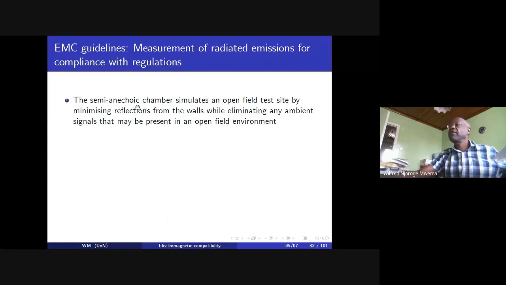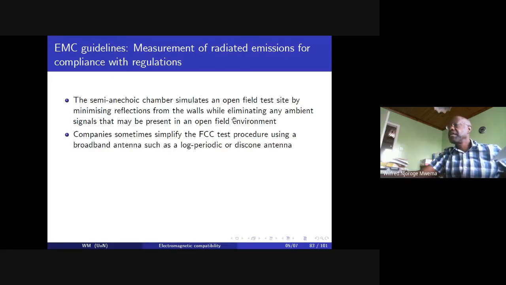So the semi-anechoic chamber simulates an open field by absorbing the incident wave, and therefore the wave coming from the aggressor will tend to think that the walls are infinitely far away. And this will also eliminate any other ambient signals that may be present in the open field environment.